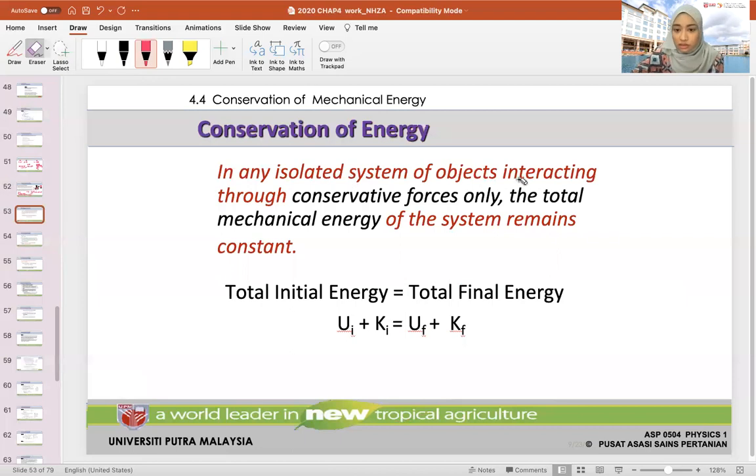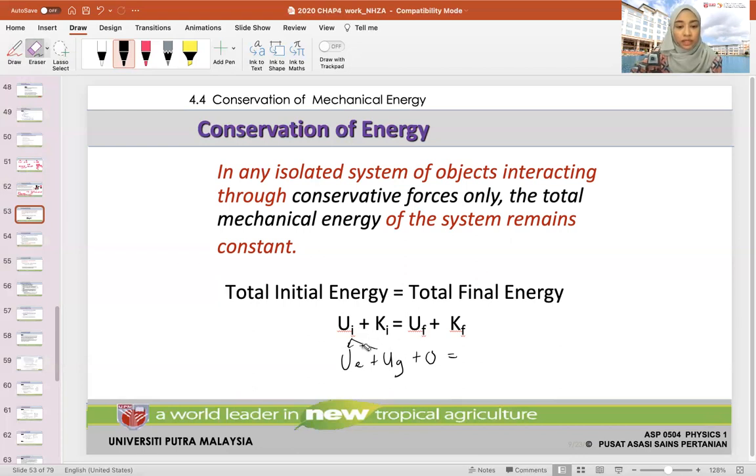So in an isolated system of objects interacting through conservative forces only, the total mechanical energy of the system remains constant. So this is what we saw just now. So the U initial plus K initial, but in this case, we just saw UE plus UG. Our K tak ada motion kan? So our K is equal to 0. Okay. Yang ni adalah U ni dia refer to both of the potential energy. Kat sini tulis satu U je, but it refers to both. So if you have both, then you just put in both.